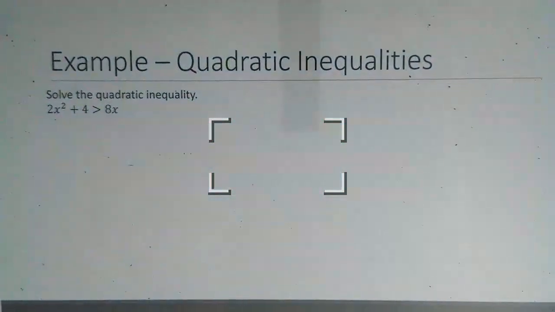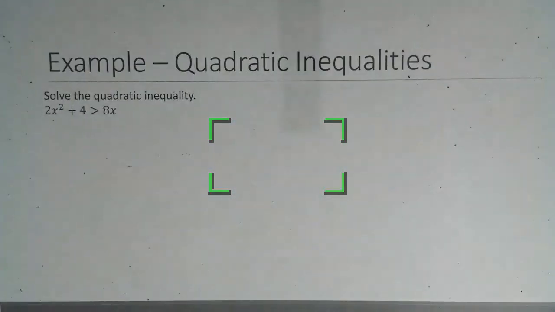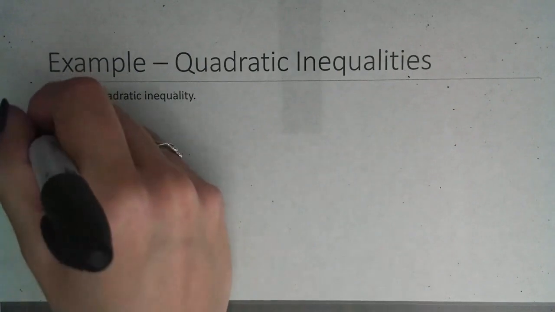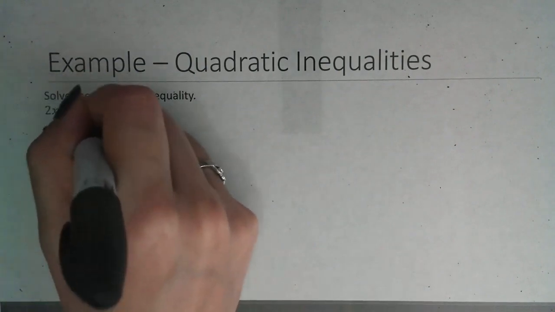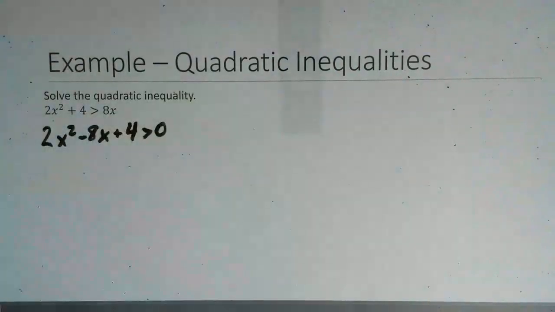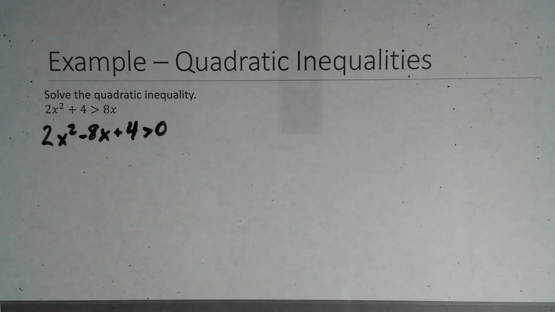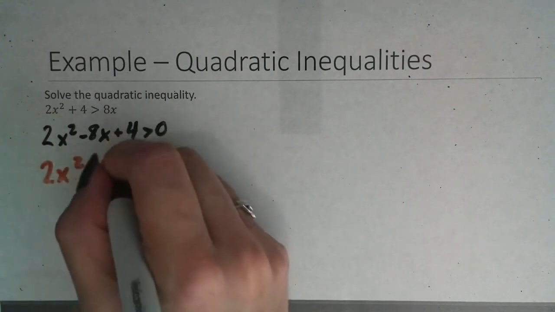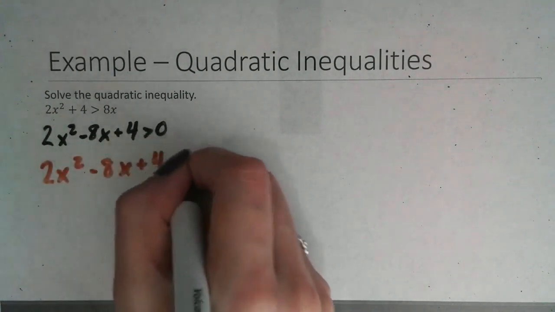We're going to look at 2x squared plus 4 is greater than 8x. So first of all, I need to get 0 on one side, so I'm going to subtract the 8x over. So I'll have a 2x squared minus 8x plus 4 is greater than 0. I'm going to pretend it's an equation now, and I'll have 2x squared minus 8x plus 4 is equal to 0.